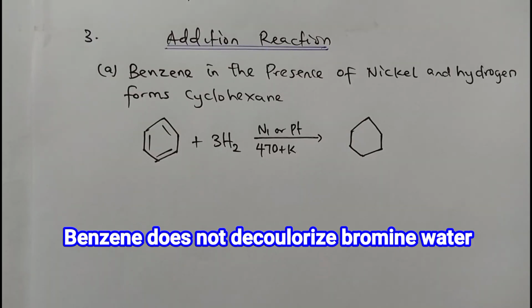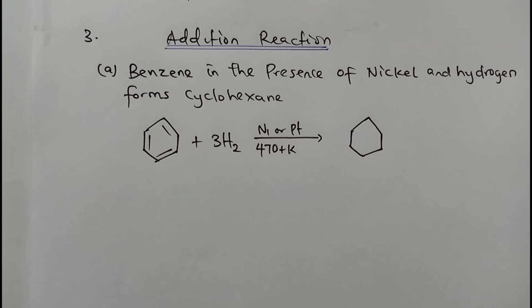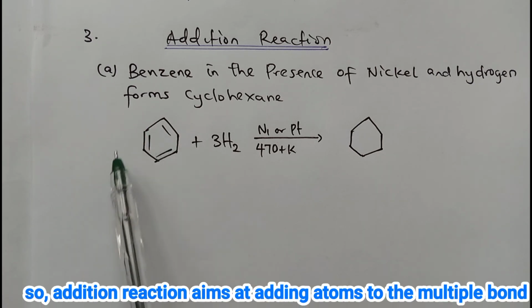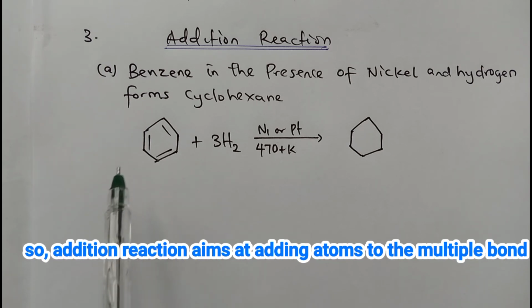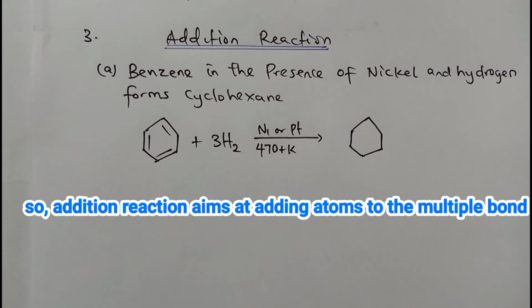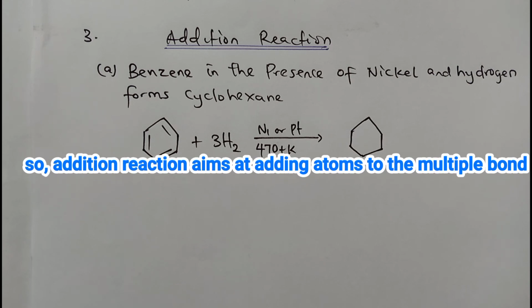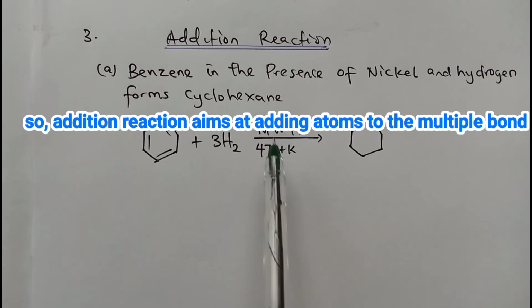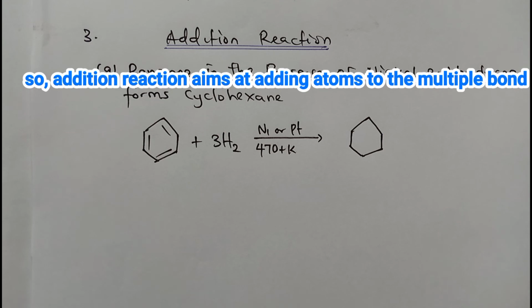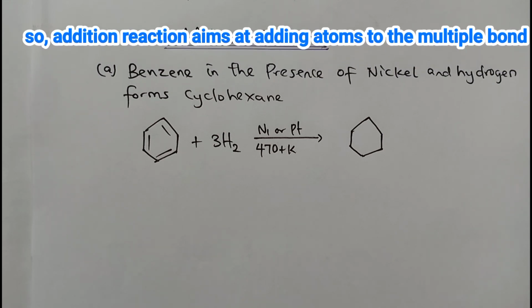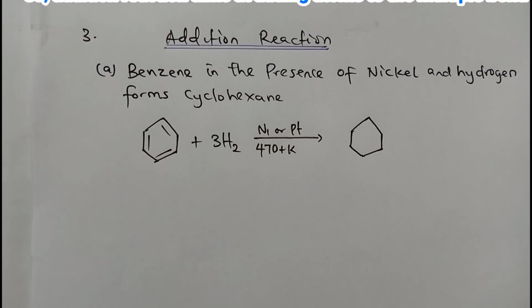Addition reaction of benzene. In the addition reaction, benzene in the presence of nickel and hydrogen forms cyclohexane. As you can see, this is removing the double bond that is present in benzene to form a single bond. I said in my previous video that this type of reaction is actually applied in conversion of oil to margarine. Hope you get that. We still have another one: benzene reacting with chlorine in the presence of ultraviolet light to give us benzene hexachloride.